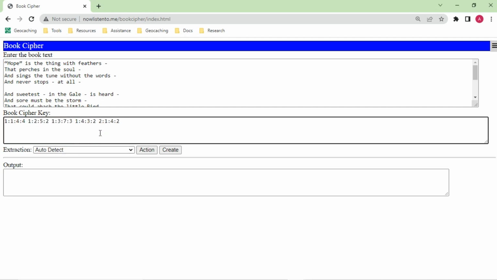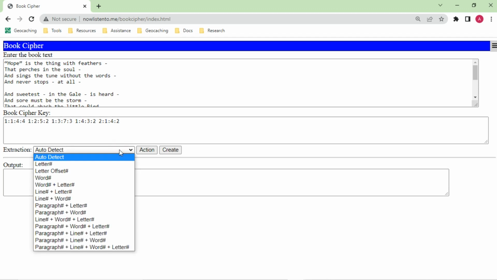So I'll start with the first row that was given, and this was a paragraph, line, word, and letter. Well, it's 4 combinations, right? So that often means these 4: paragraph, line, word, and letter. This website shows it only has one combination that really has 4 parts, so that's really the only option we have here.